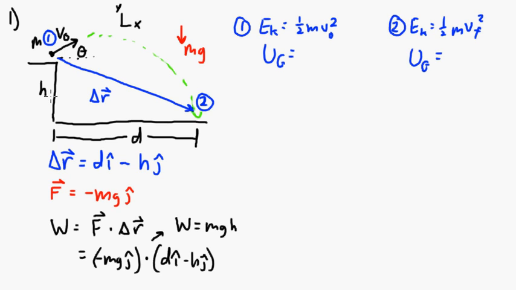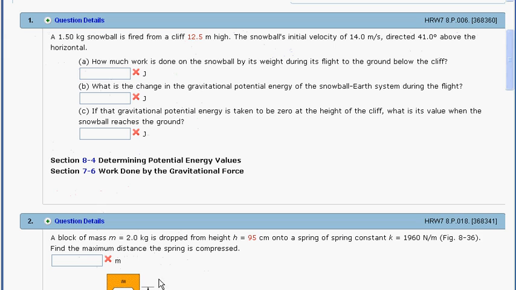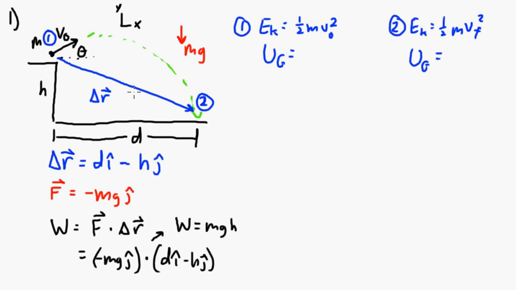Now, remember, we can pick any spot we want for our potential energy to be 0. So normally we'd probably choose down here to be 0, and then we could say the potential energy at the beginning is mgh, at the end is mg0. But if we look at the problem, part C says if the gravitational potential energy is taken to be 0 at the height of the cliff, then blah blah blah. So in part C, we're going to need to use potential energy 0 at the cliff top anyway, right?